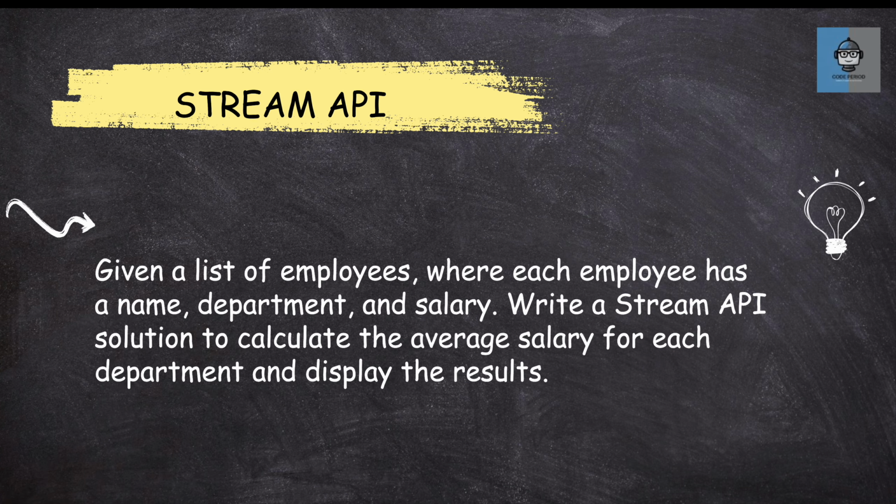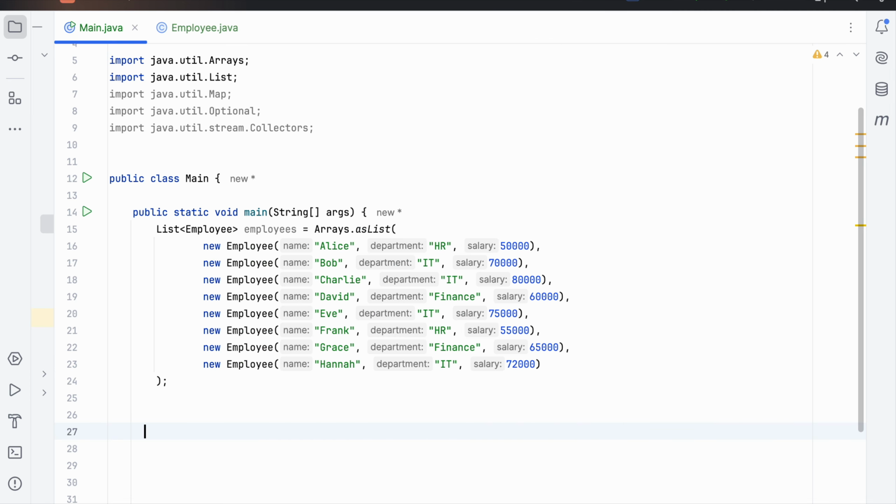So today we are going to look at another Stream API question. Given a list of employees where each employee has a name, department and salary, write the Stream API solution to calculate the average salary for each department and display the results. So we have a list of employees which has name, department and salary, and we have to find the average in each department. Okay.